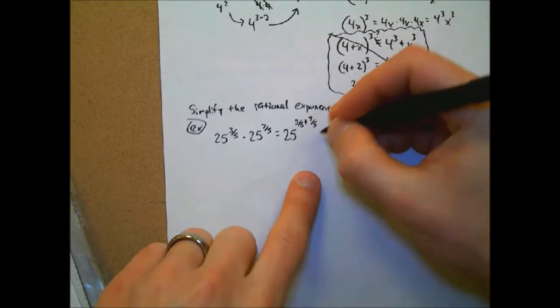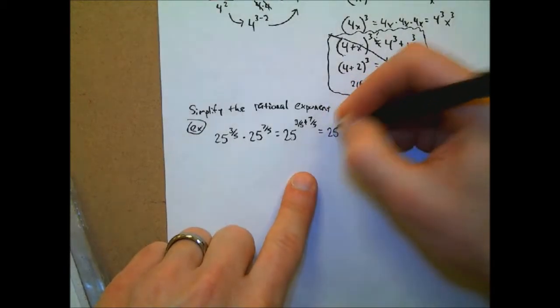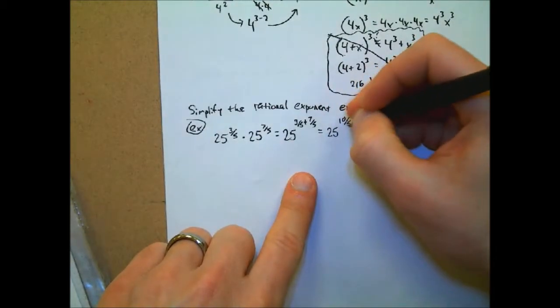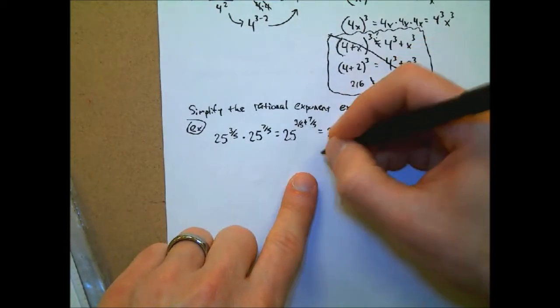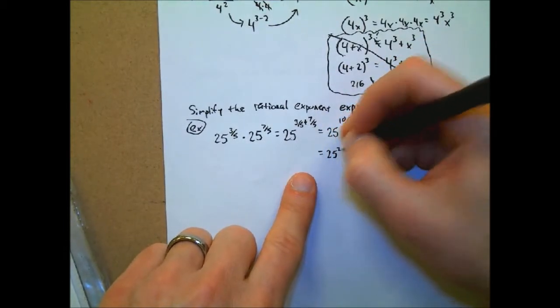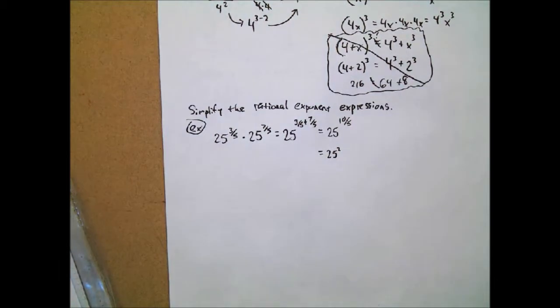10 divided by 5 simplifies to 2. So it's 25 to the 2. Okay? And 25 squared is 625.